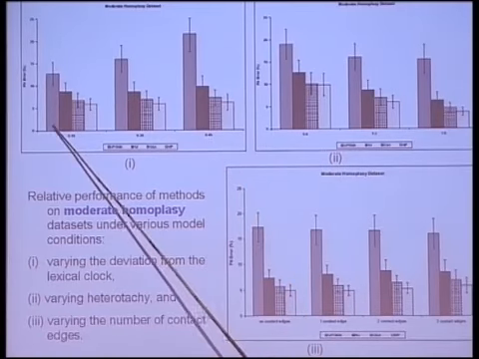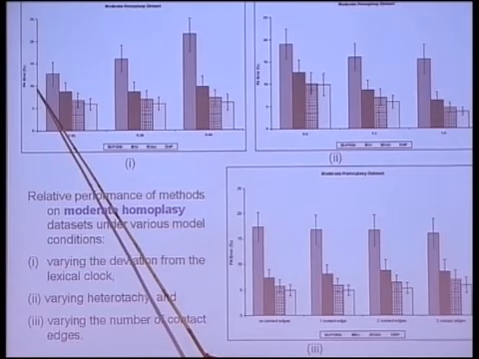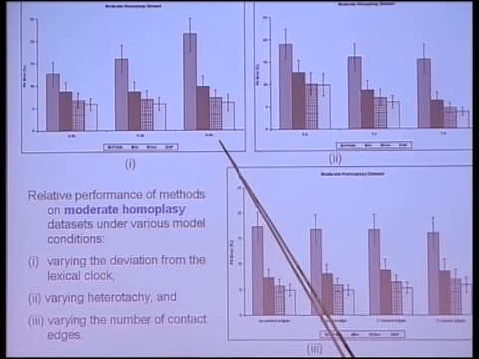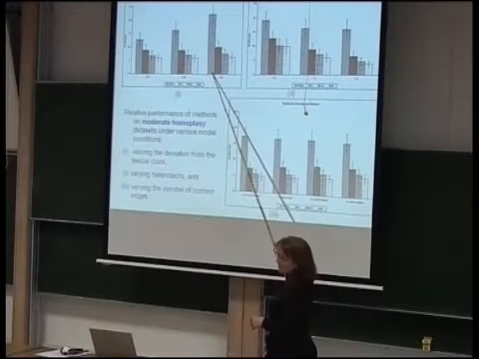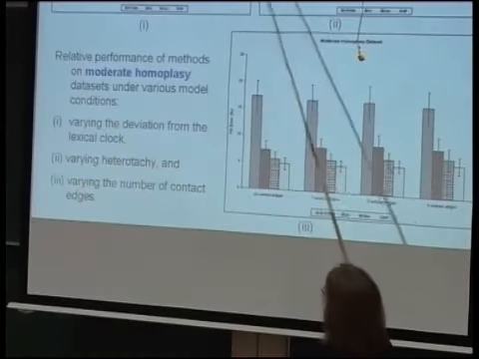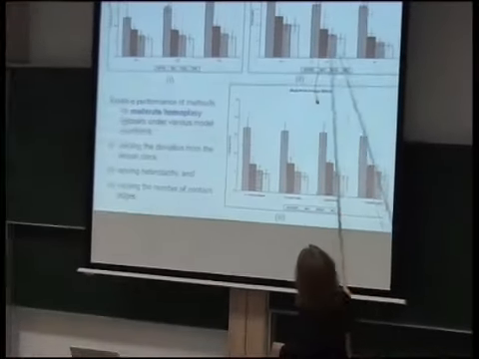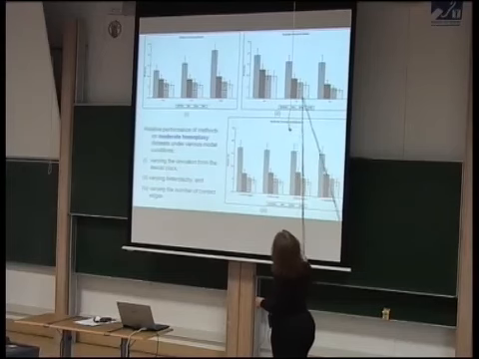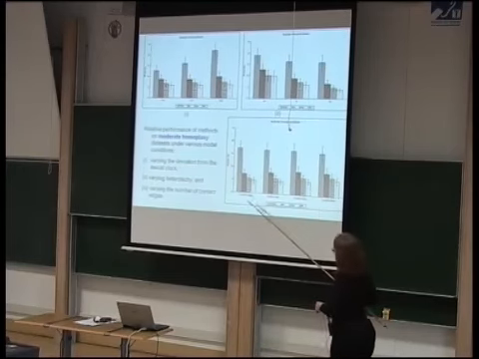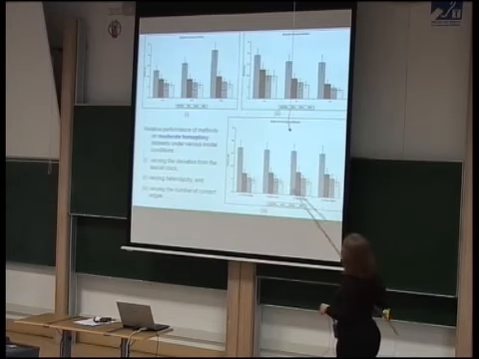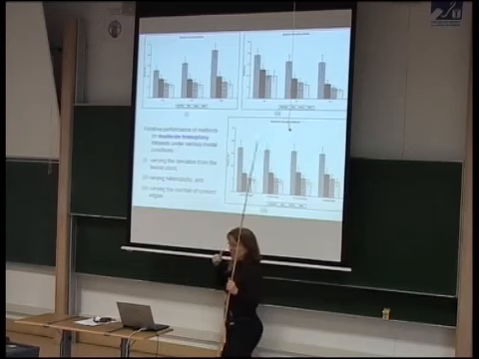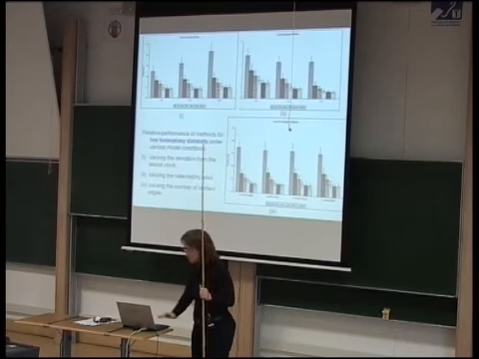And here are the topological error rates. This is 10%, that's 15. So you can see that the relative performance is the same, but you know, UPGMA is affected more seriously. Here we're looking at the variation of heterotachy from small to larger. And again, the relative performance is the same. Varying the number of contact edges from 0 up to 3, and the relative performance is the same. So as we vary these parameters, the relative performance is staying the same.